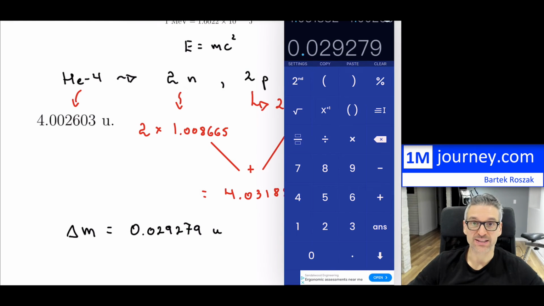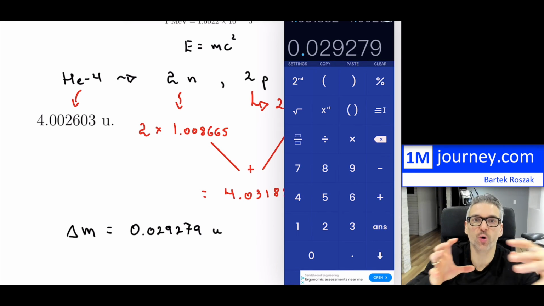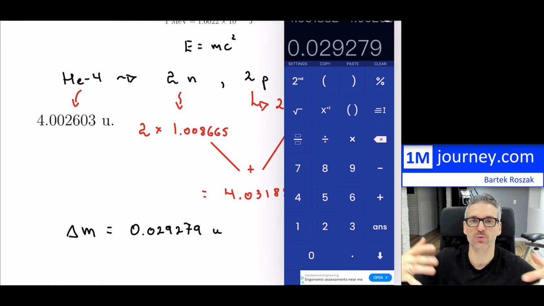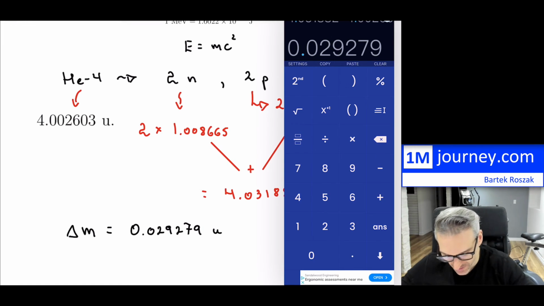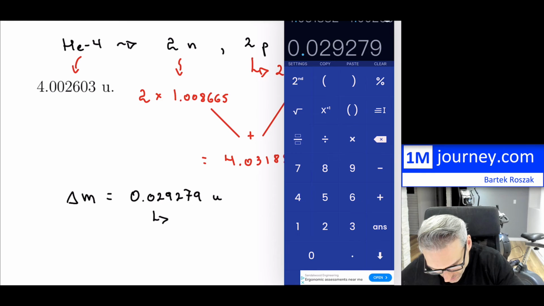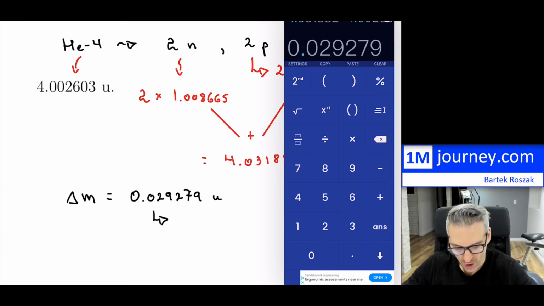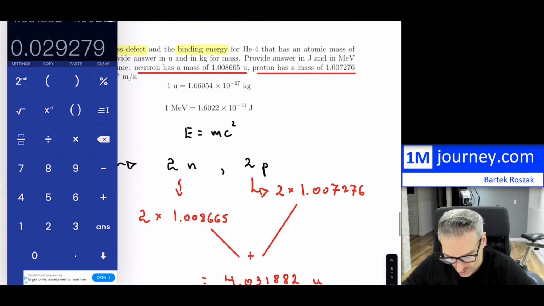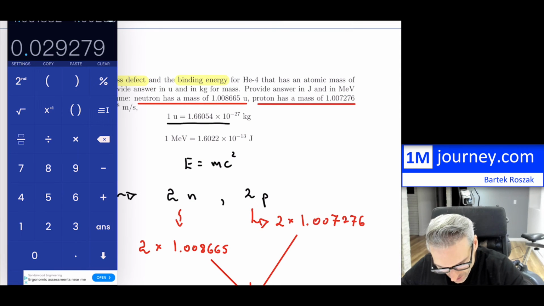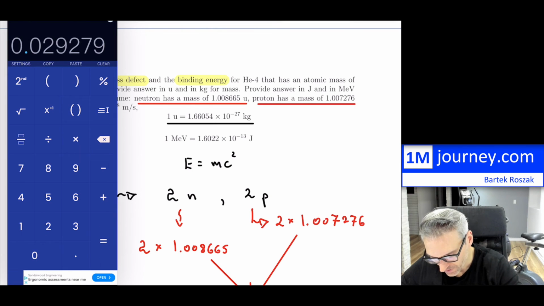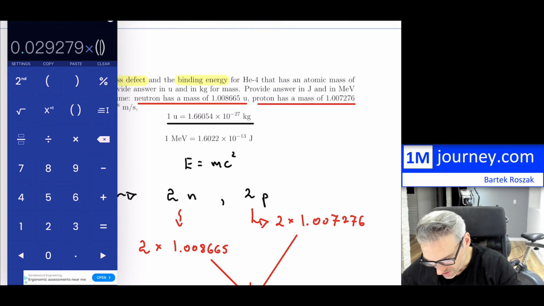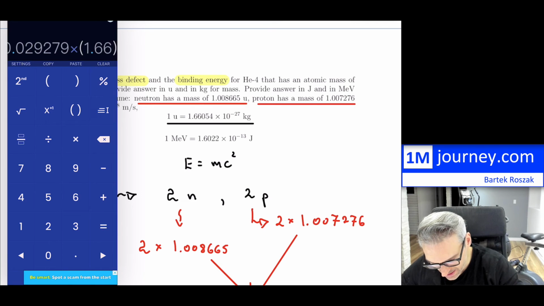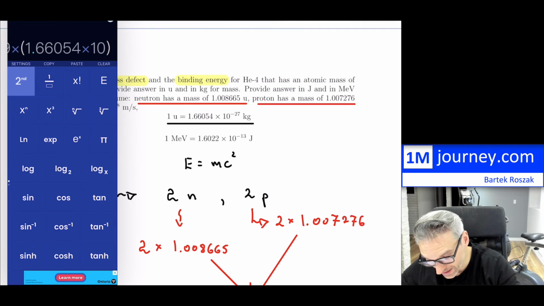Now, where did that difference go? That difference has gone into the energy that's holding this thing together. And that's the equivalence between mass and energy that we have. If you wanted to find this in kilograms, because it asks us to also compute that, they tell us that 1 atomic mass unit is provided there. So I'm going to multiply it in: 1.66054 times 10 to the negative 27.